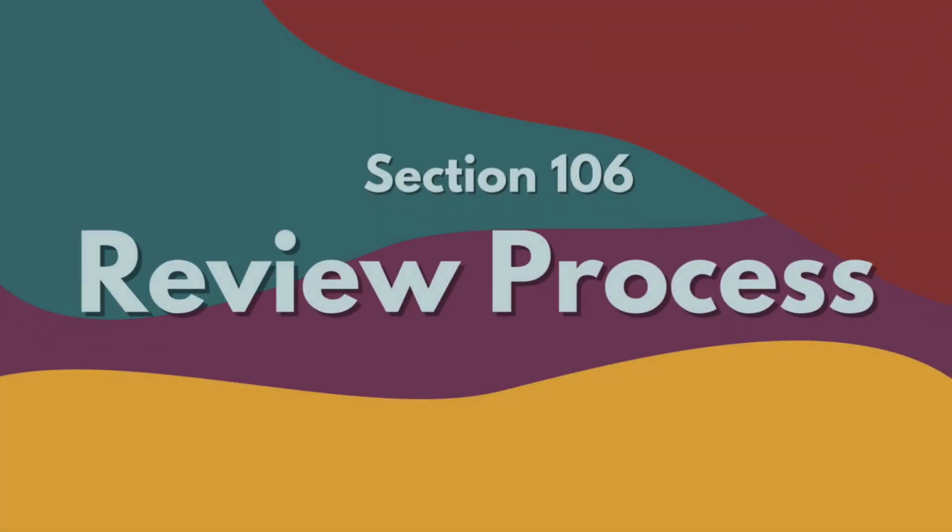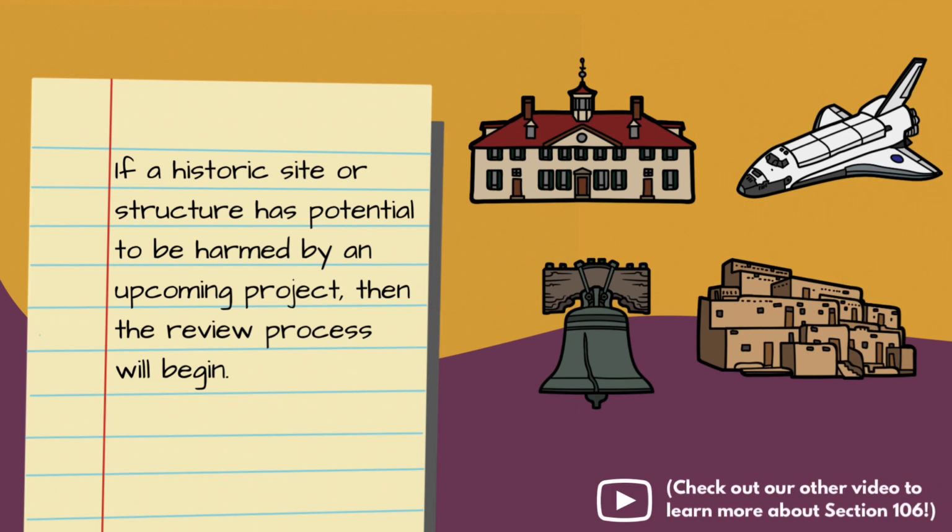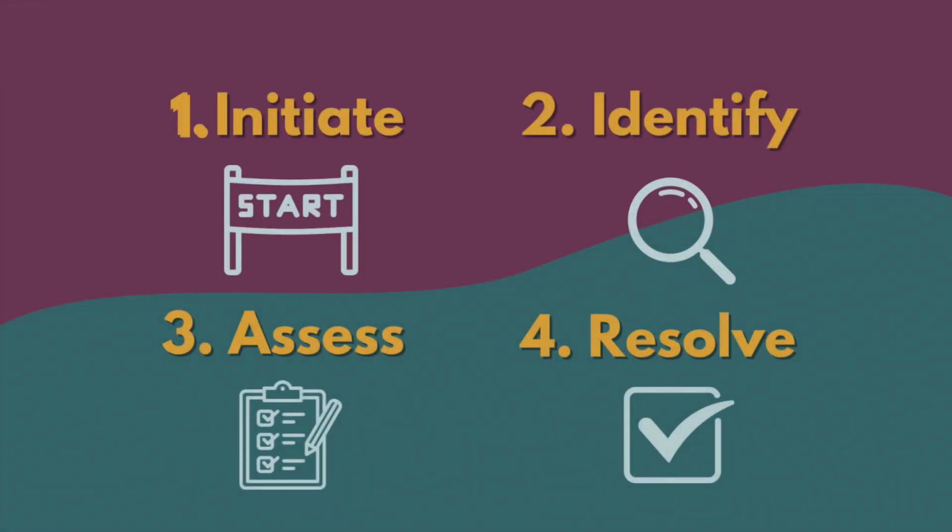Section 106 is a review process carried out to assess potential adverse effects on historically significant properties when projects are funded, licensed, or approved by the federal government. There are 4 steps to this process: initiate, identify, assess, and resolve.